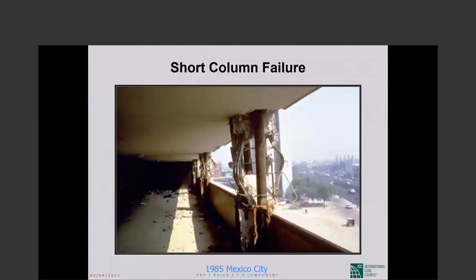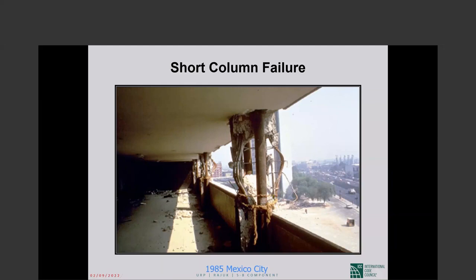Now, I have a number of pictures that show you this. It is called the short column problem, short column failure. You see that in every earthquake around the globe. This column was designed for shear from the center line of the upper floor to the center line of the lower floor, or maybe even clear column height. Let us give them the benefit of the doubt, clear column height. But then they build this parapet, cutting down on the column height.